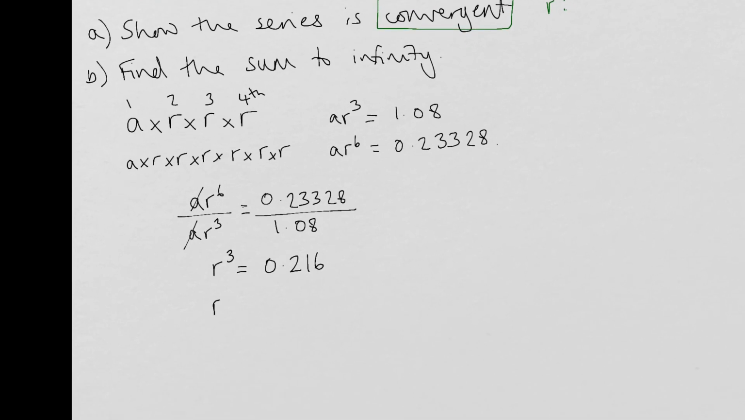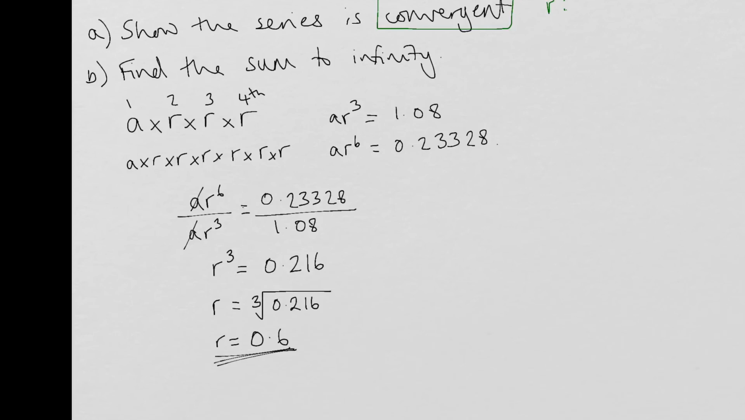So for me to rearrange this to make r the subject, I will need to take the cube root of both sides, and ta-da, you will get 0.6 as your value for r. Now we don't need to worry about whether we're taking the positive or negative root, because it's a cube root, it's an odd number, so it's just going to give us the one root. It's not going to be a plus or minus like it is with a square root or a fourth root.